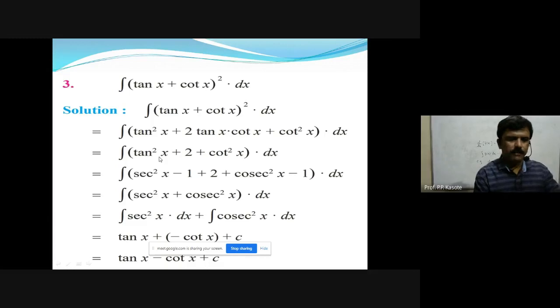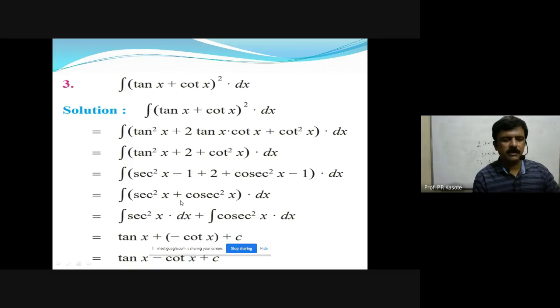Now, we don't know the integral of tan square x. We don't know the integral of cot square x. But for our convenience, we can simplify. We can replace them by known formulae. We can replace tan square x by sec square x minus 1 and cot square x by cosec square x minus 1. Now you can observe that this minus 1 will become minus 2. So plus 2 minus 2, the constants will cancel. We will get only 2 terms inside the bracket, that is sec square x plus cosec square x.